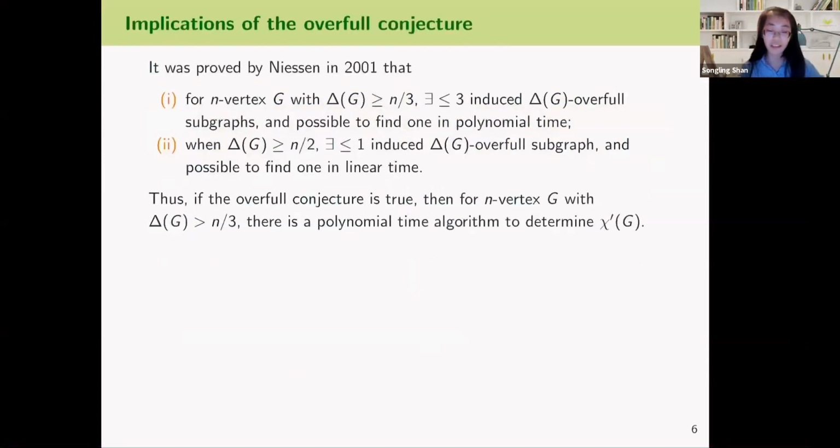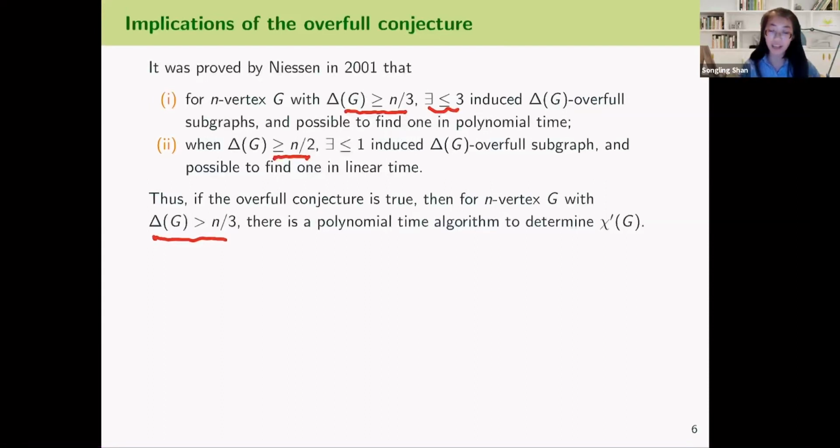If the overfull conjecture is true, it actually implies a polynomial time algorithm to determine the chromatic index for graphs with maximum degree bigger than its order divided by 3. This is because it was proved by Nielsen in 2001 that if the maximum degree is at least n over 3, then the graph has at most 3 induced delta G overfull subgraphs, and it is possible to find them in polynomial time. And if the maximum degree is at least n over 2, then it has at most 1 induced delta G overfull subgraph, and it is possible to find it in linear time.